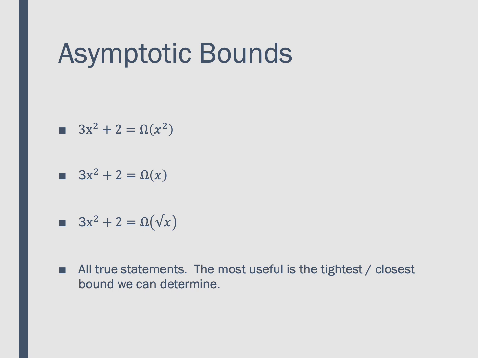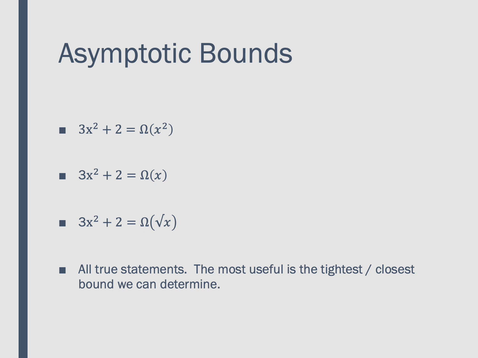So the first one, 3x² + 2 = Ω(x²), is true because x² is the dominant term. As x grows, the constant 2 becomes negligible. So x² represents the minimum growth rate of this function.